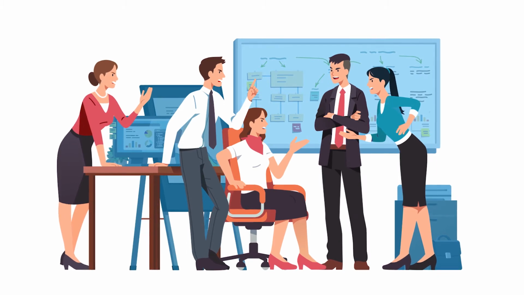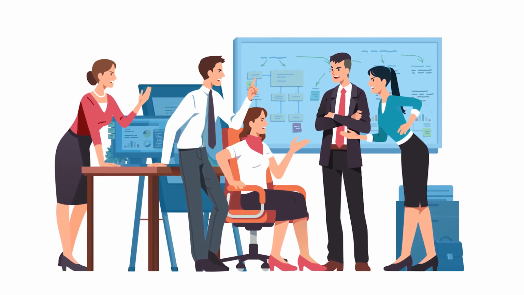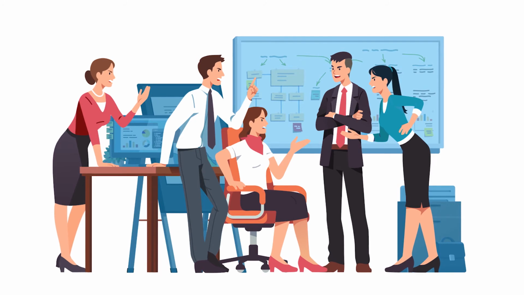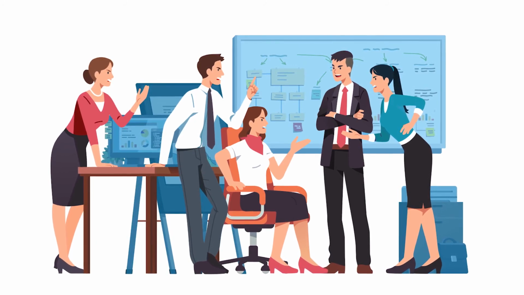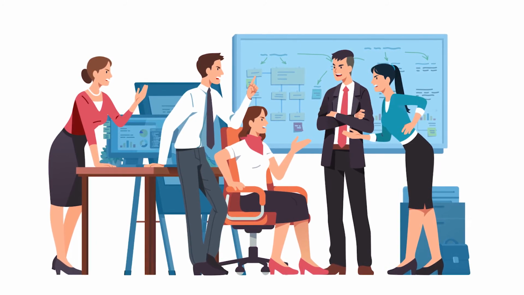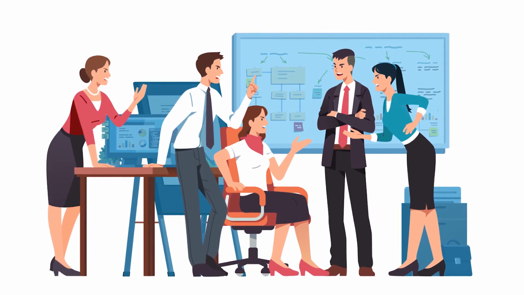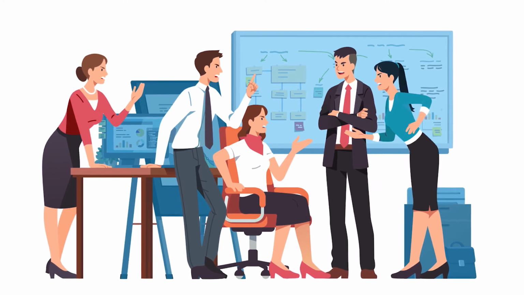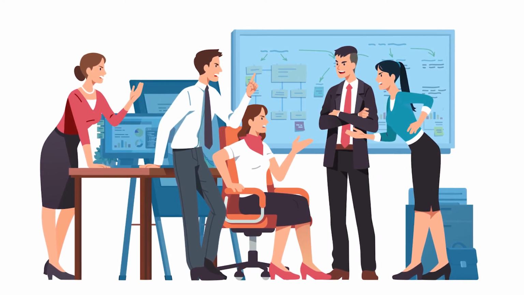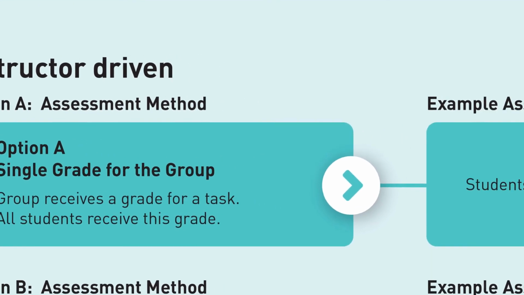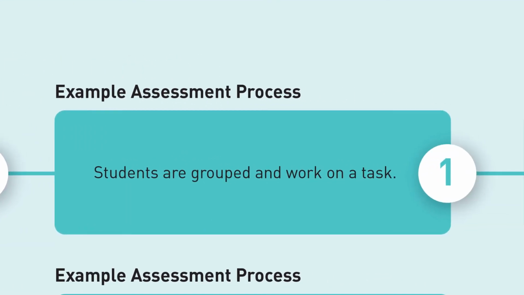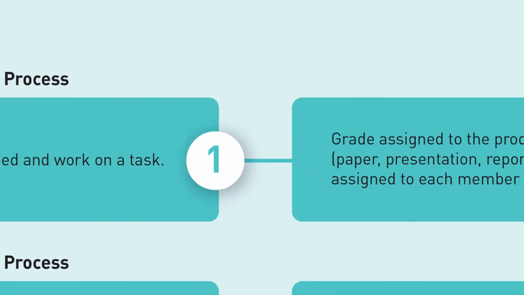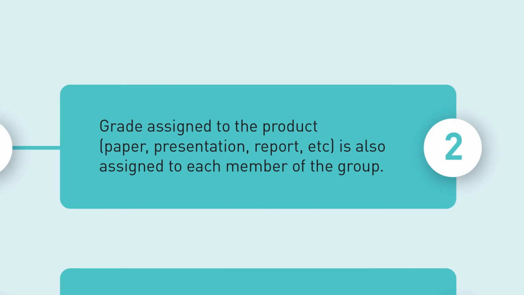This approach feels more high stakes for many students because their grade depends on the final result, no matter how or who contributes. Many students react using a divide and conquer approach to the various tasks related to completing the assignment, although the risk for group conflict is high when contributions are not seen as equal or completed to the same standard. Example assessment process. 1. Students are grouped and work on a task. 2. The grade assigned to the product, paper, presentation, or report is also assigned to each member of the group.